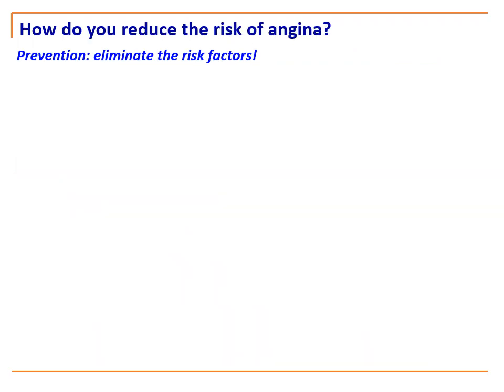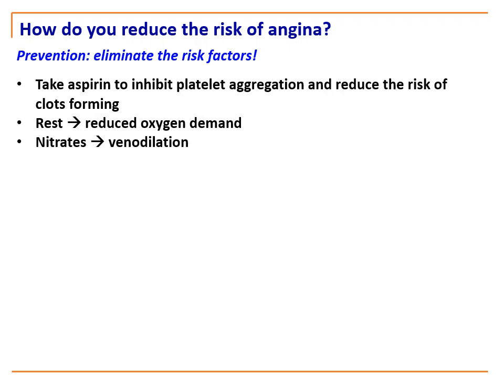So how do you reduce the risk of angina? Well, you try and eliminate those risk factors. So it's the same when you're thinking about hypertension, which we've got a previous podcast on, thinking about the risk factors for that. It's very similar to this. So some people will be taking aspirin, and that aspirin at very low levels inhibits platelet aggregation, therefore reducing the risk of a clot forming. You might rest. When you rest, you get reduced oxygen demand. And nitrates, so that's your glyceryl trinitrate that I keep talking on about.